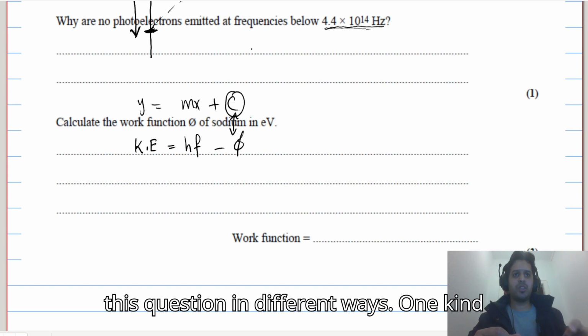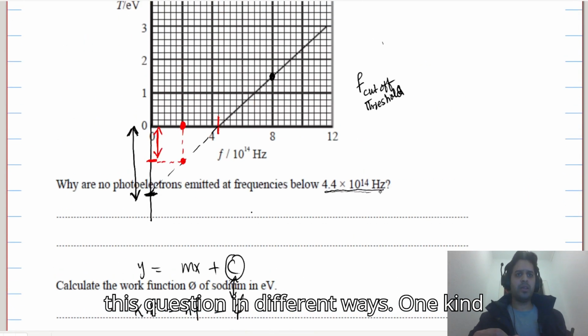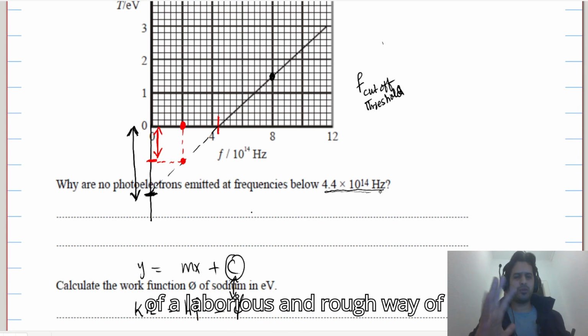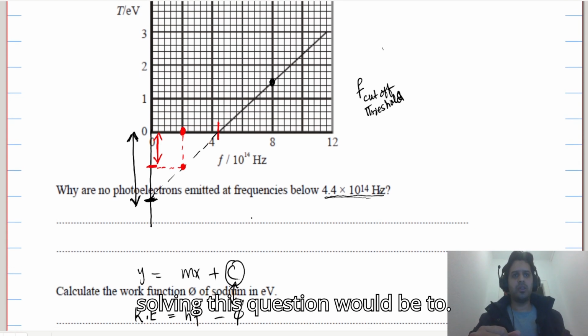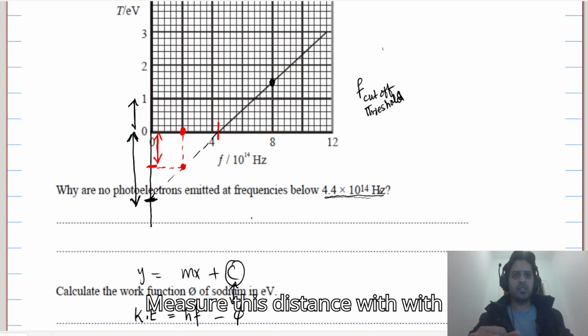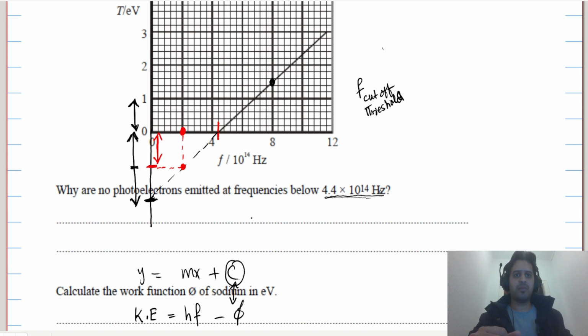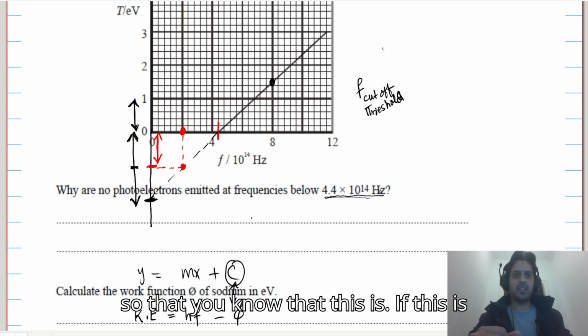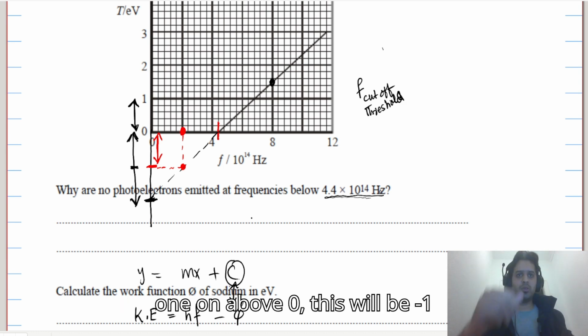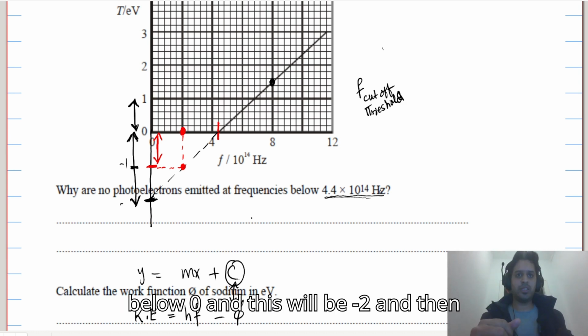So you can solve this question in different ways. One kind of laborious and rough way of solving this question would be to measure this distance with a ruler, and also mark the values on the negative side so that you know that if this is 1 above 0, this will be -1 below 0, and this will be -2.